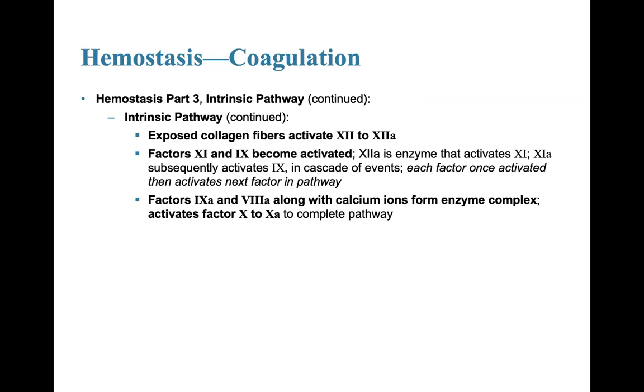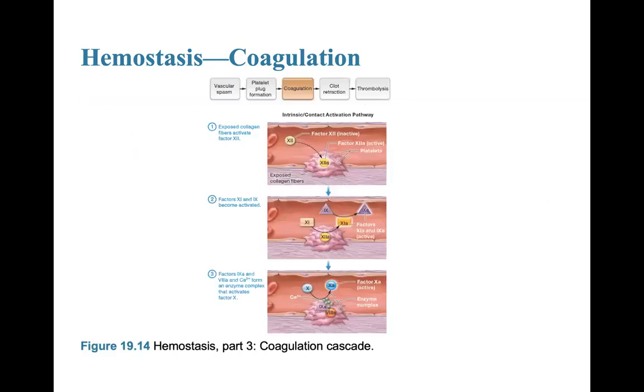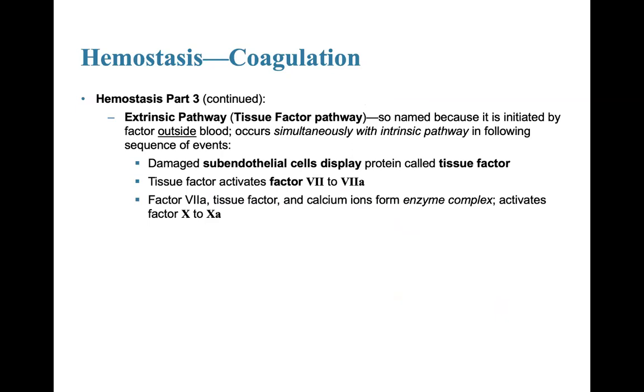In the intrinsic pathway, those exposed collagen fibers activate 12 to 12A, factors 11 and 9 become activated, and then factors 9A and 8A along with calcium ions will form an enzyme complex which will activate factor 10 to 10A to complete the pathway. So here we can see the activation of these clotting factors by the intrinsic pathway. I'm not too concerned that you know the actual cascade, but just know the two main activation pathways for the coagulation pathways. The second is the tissue factor pathway, or the extrinsic pathway.